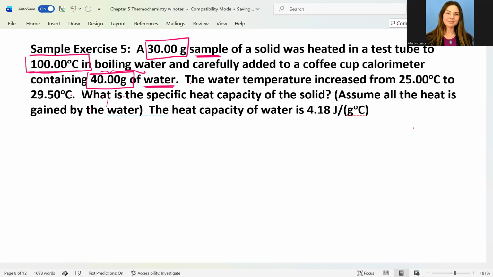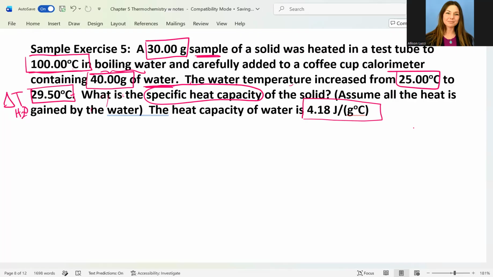The water temperature increases from 25 Celsius to 29.5 Celsius, so we can calculate a delta T for our H2O, for our water. And we want to know what is the specific heat capacity of the solid, which we could use to identify the unknown solid if we had a list of unknowns and their specific heat capacities. And then we're also reminded the specific heat capacity of water is 4.18 joules per gram Celsius.